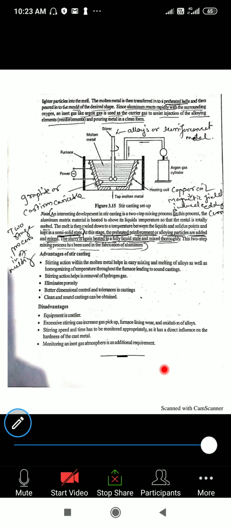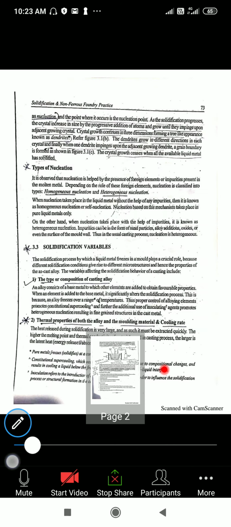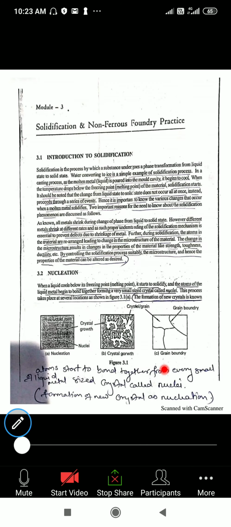Now let us start with the first concept of module number 1, introduction to solidification. So see, introduction to solidification. What is solidification? What do you mean by solidification?